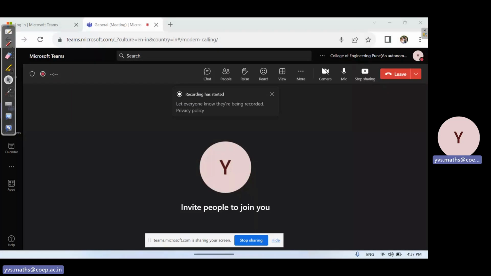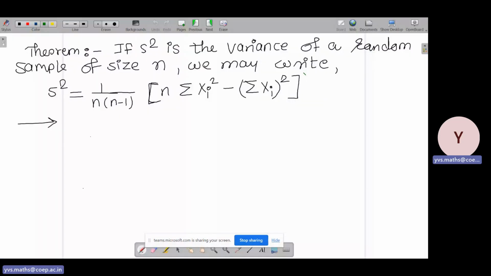In this lecture, we will be proving one theorem of chi-square distribution, which is very important in applications. And then we will move on with one application of chi-square distribution. So let me share my screen. I hope the screen will be visible to all of you.